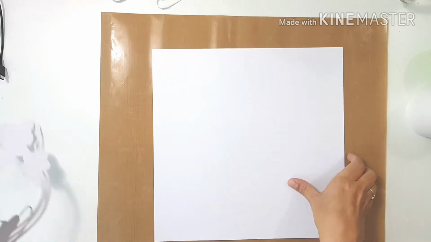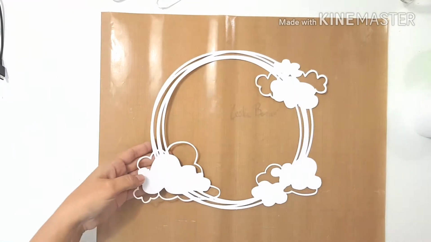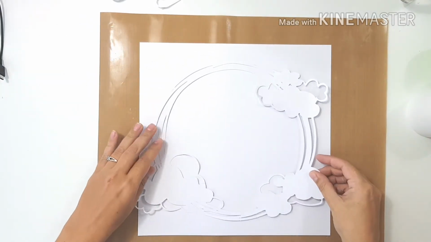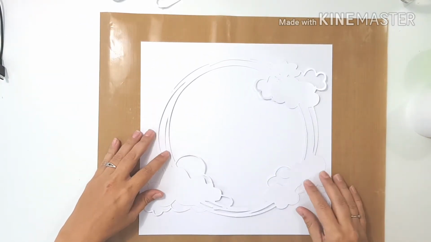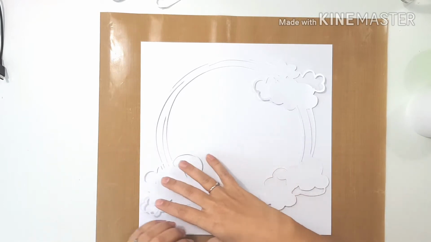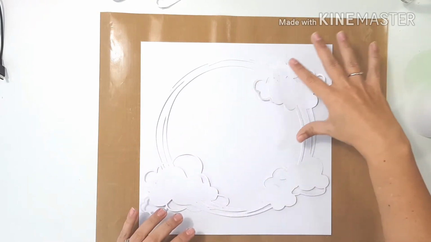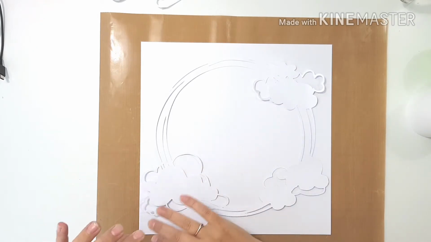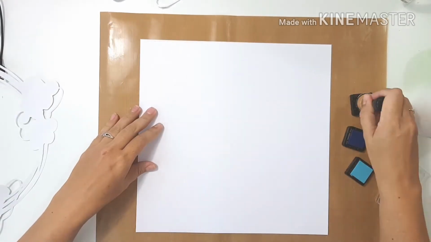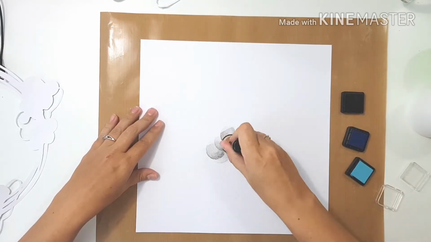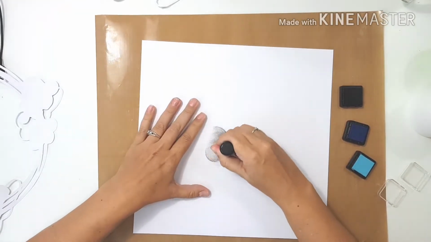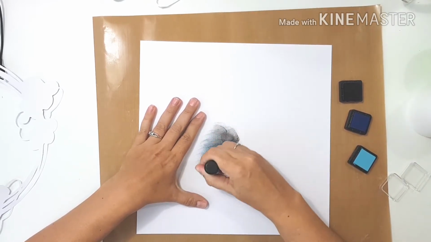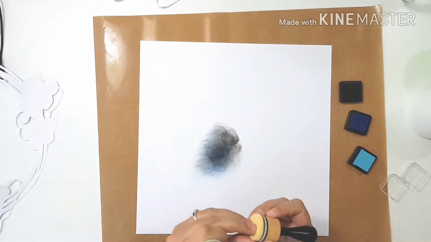Today I'm sharing a layout with you that I made for Paper Issues design team, and I'm using two cut files. This cut file is called Cloudy Circle, and I'm going to be using another cloud cut file in their library called Sky's the Limit. I'm going to be creating a diagonal band of color from the bottom left to the top right.